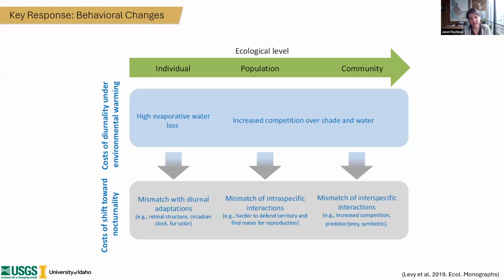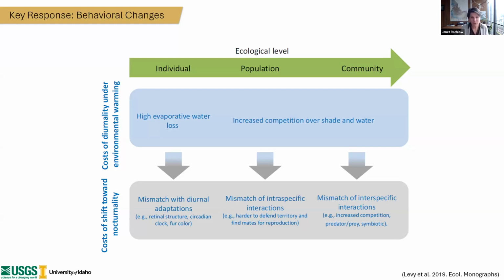And in this schematic here along the top, there's examples from the individual onto the community of the costs of remaining active during the day as the climate warms up. So for individuals, that's going to mean a greater evaporative water loss, onto competition for shade and water. We expect that as the climate warms and dries, there'll be less shade available, less water available. On the bottom panel, there's the cost for diurnal animals of shifting their activity to be active at night. And so a number of mismatches.